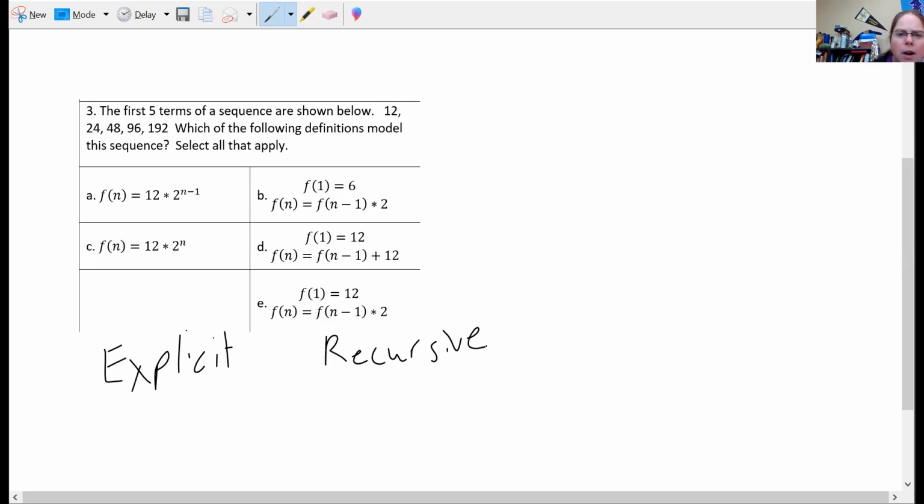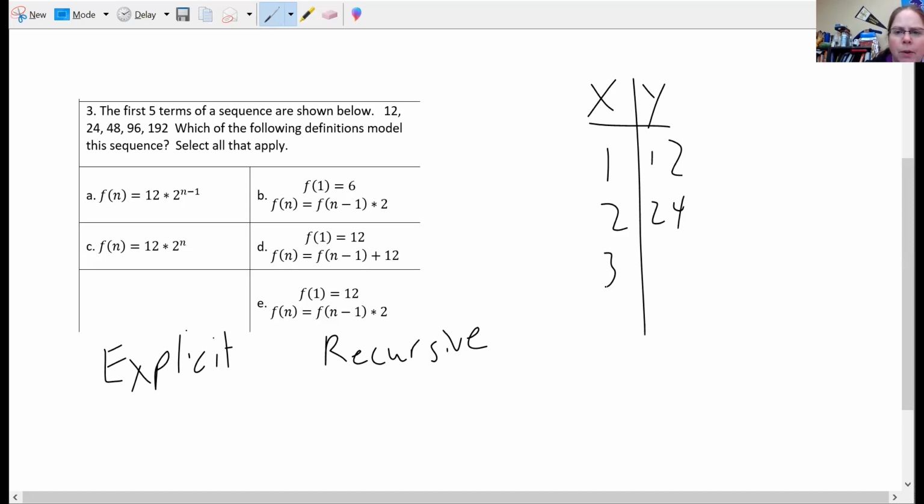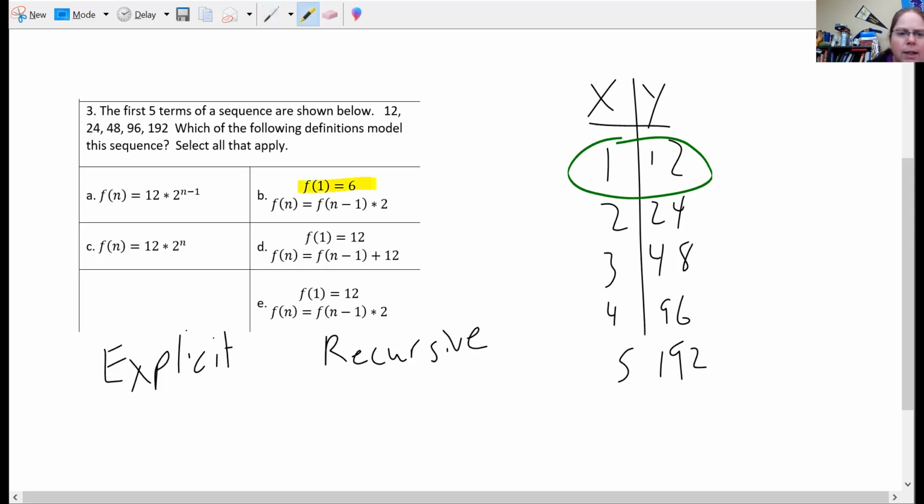So we take our first term, and I'm just going to put it in an XY format here. We've got 1 is 12, 2 is 24, 3 is 48, 4 is 96, 5 is 192. I look at it and we've got right here, our first term is 12. Well, that doesn't work for B, so I get to throw B out, but that does work for D and E. They both say f of 1 is 12.